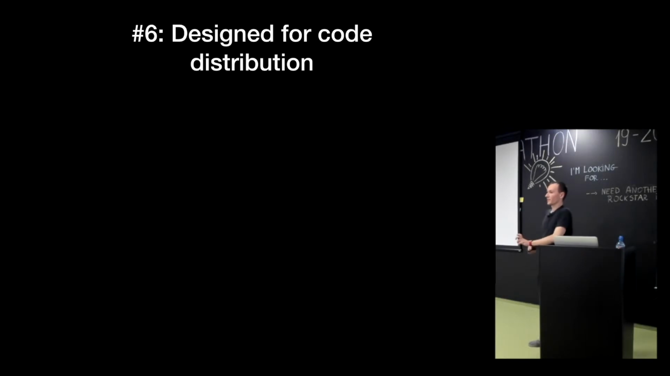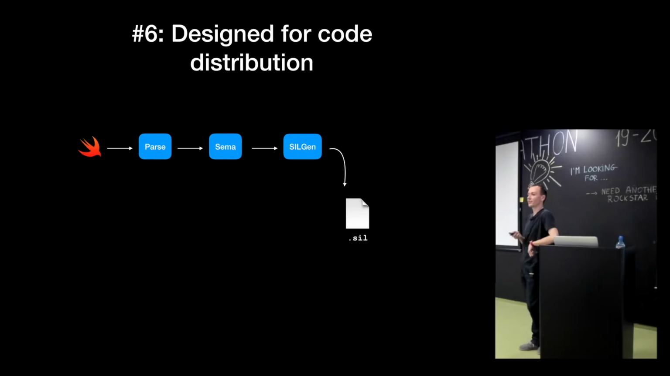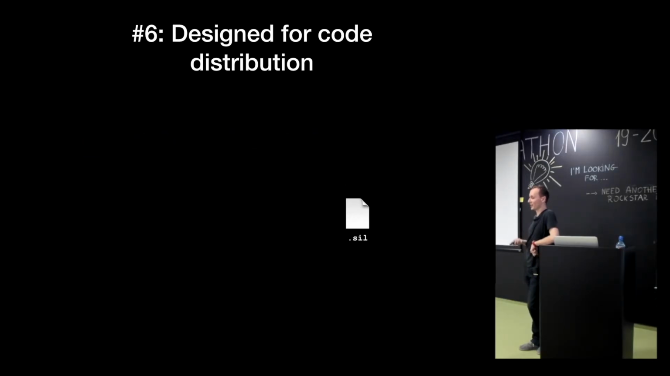Last but not least, the characteristic I want to present to you is that SIL can be used for code distribution. What does it mean? It means that once we receive a SIL file as a text file, we can save it to disk, send it over the network, and then start creating machine code directly from that point, skipping the previous steps.